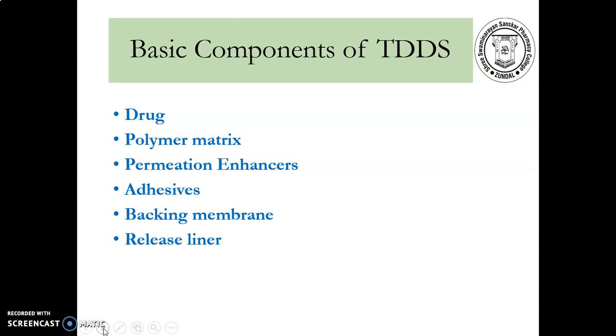Polymer matrix: natural polymers, semi-synthetic polymers, and synthetic polymers are used to prepare transdermal drug delivery systems. Permeation enhancers help to increase the permeation of drug through the skin layers. Adhesives are used to increase the adhesion of the patches or transdermal drug delivery systems to the skin. Backing membrane and release liner are also requirements of TDDS.